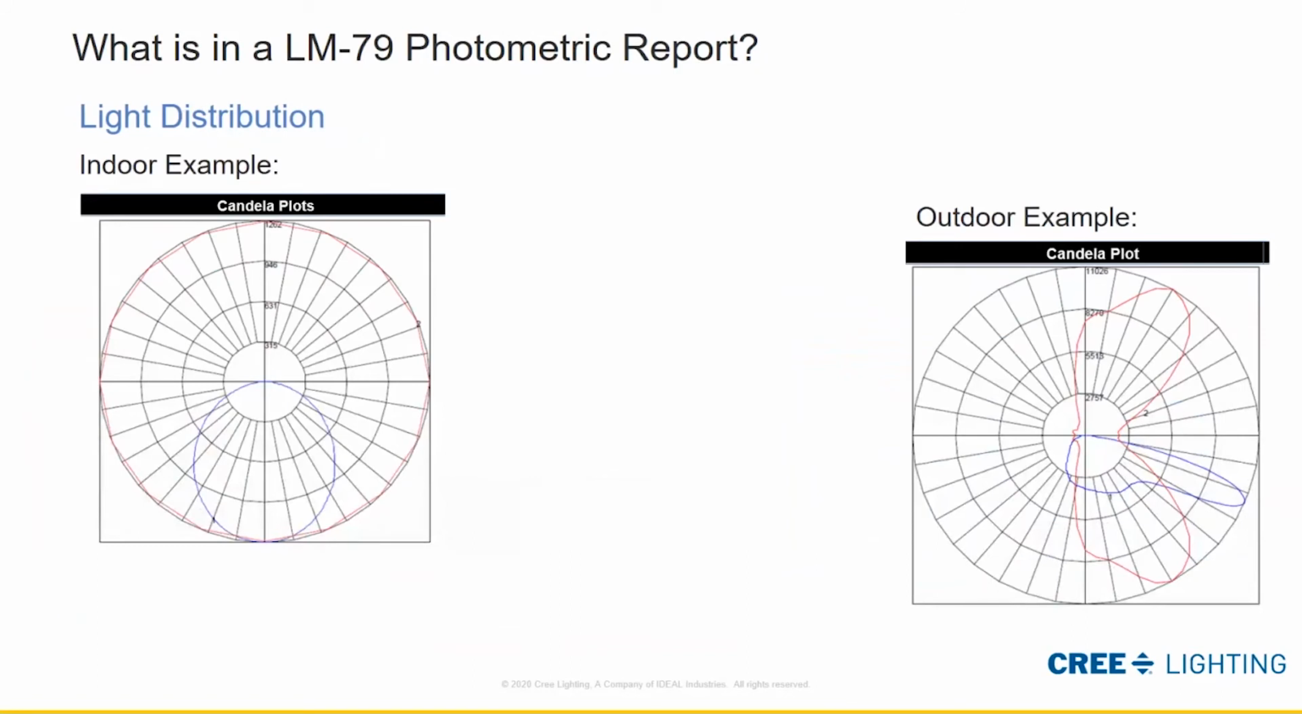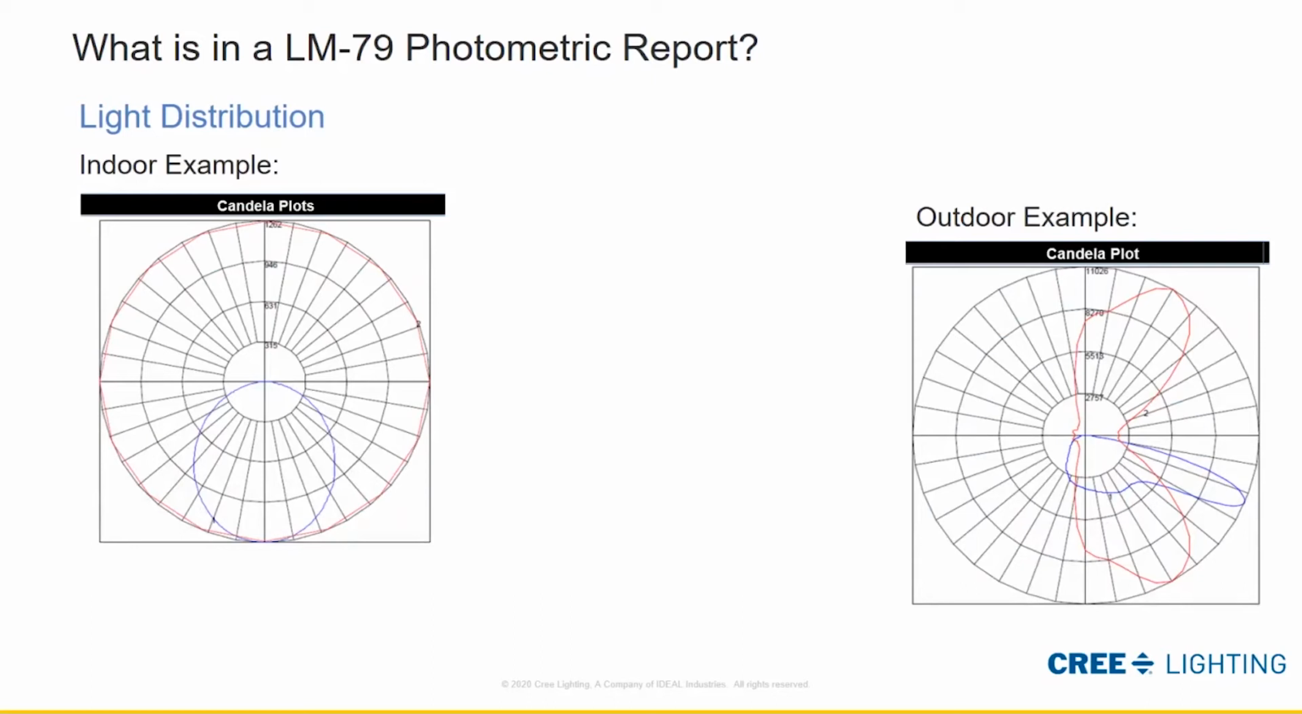Obviously, one of the other important items out of an LM-79 report is the light distribution, and we get that from the goniophotometer. Probably one of the most common examples of that is the candela plot or polar plots. Here on the left is an indoor example, and on the right is an outdoor example.